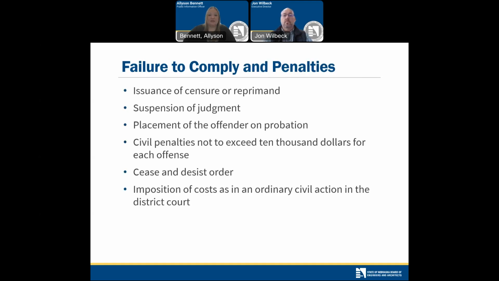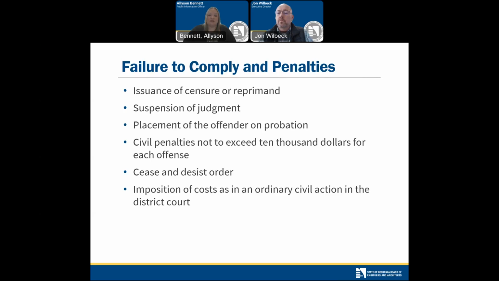So under Nebraska statute 81-3444, if a person or organization has committed a violation, one or more of the following actions may be taken against the person or organization. Some of those that the board has at their disposal: issuance of censure or reprimand, suspension of judgment, probation, civil penalties not to exceed $10,000 for each offense, cease and desist order, and imposition of cost as in an ordinary civil action in district court.